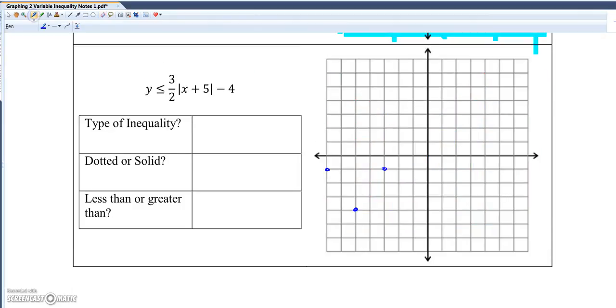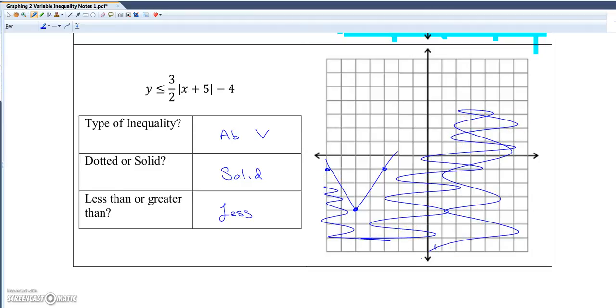So rushing to get this finished up really quick before my recording ends, I want you to know this is an absolute value inequality. It is a solid line, and because the alligator is not eating the Y, we're going less than. When I graph it, solid line, less than. Done. Do your homework.